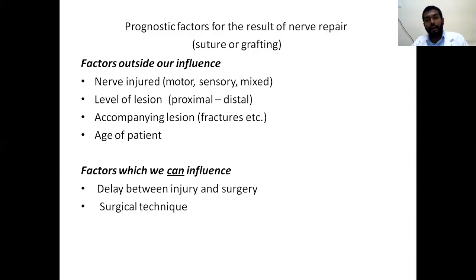Now, what are the prognostic factors in the result of a nerve repair? What are the factors that are outside our influence? Whether it is motor injury or sensory injury, the level of injury, the accompanying fracture, and the age of the patient are outside our sphere of influence. Now, what can we influence? The delay between the injury and surgery and the proper surgical technique. That's it. Thank you.